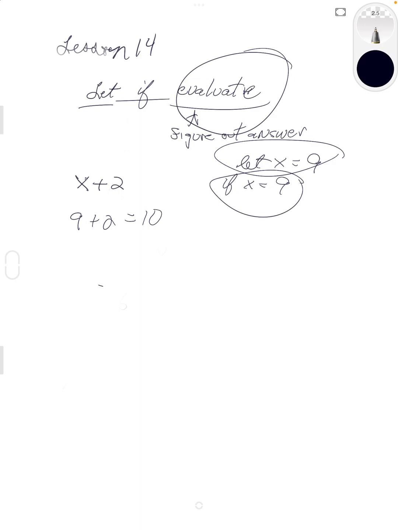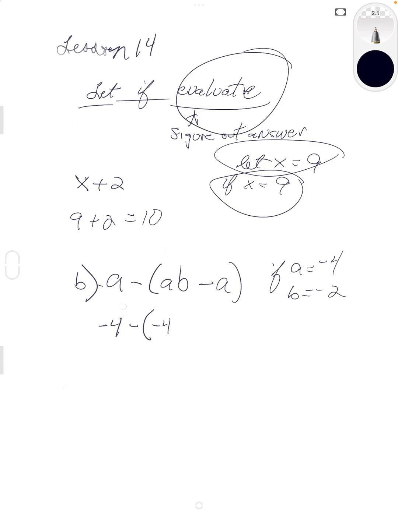I'll give you practice problem B on lesson 14. It says A minus AB minus A. And they say evaluate. Well, evaluate how? You don't know what A and B are. So, they say if A is equal to negative 4 and B is equal to negative 2. Well, now I can evaluate. I simply put negative 4 in for A's and negative 2 in for B's.